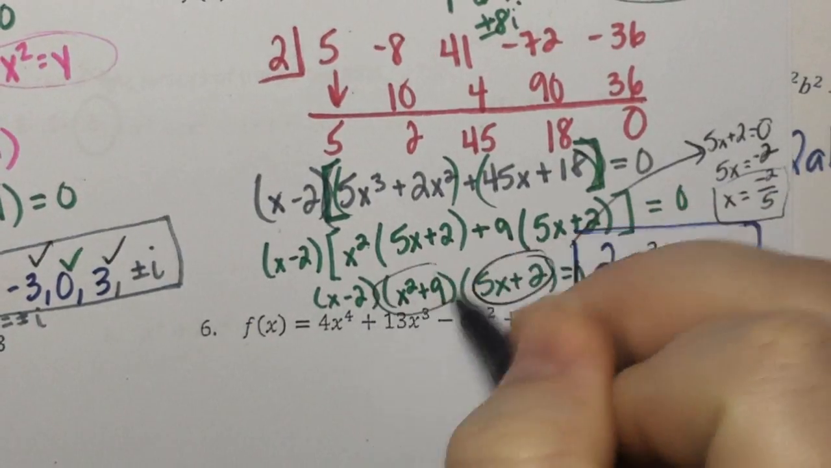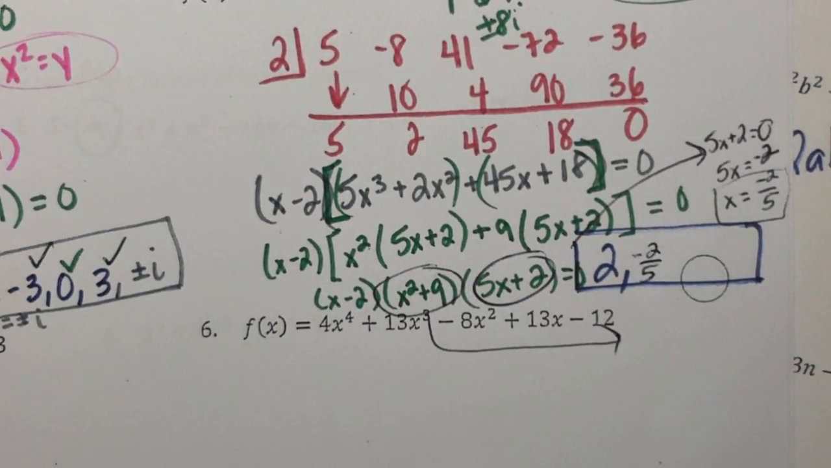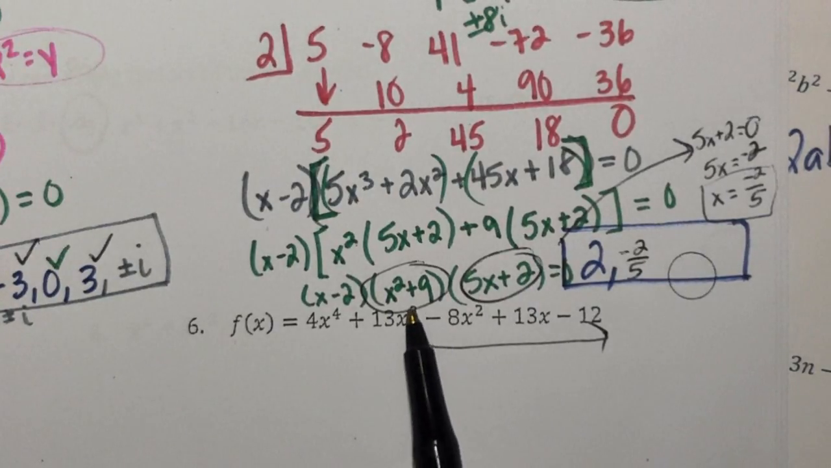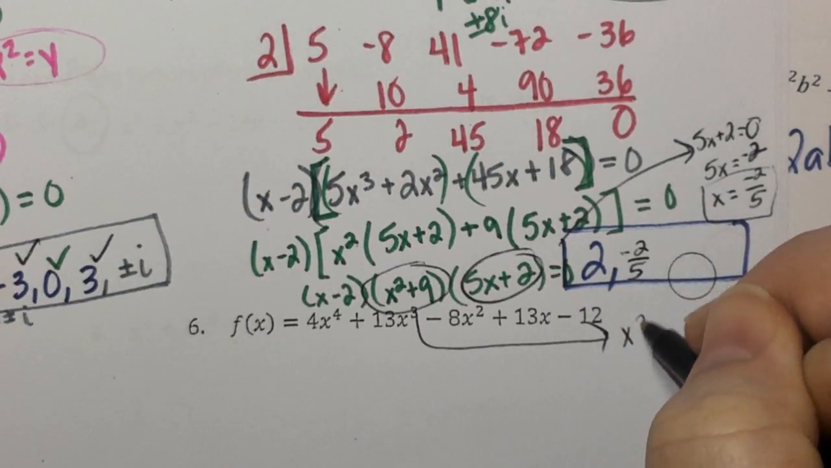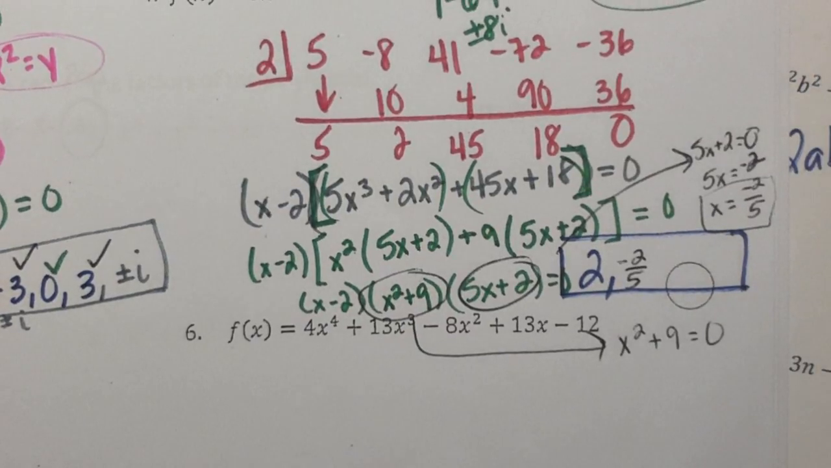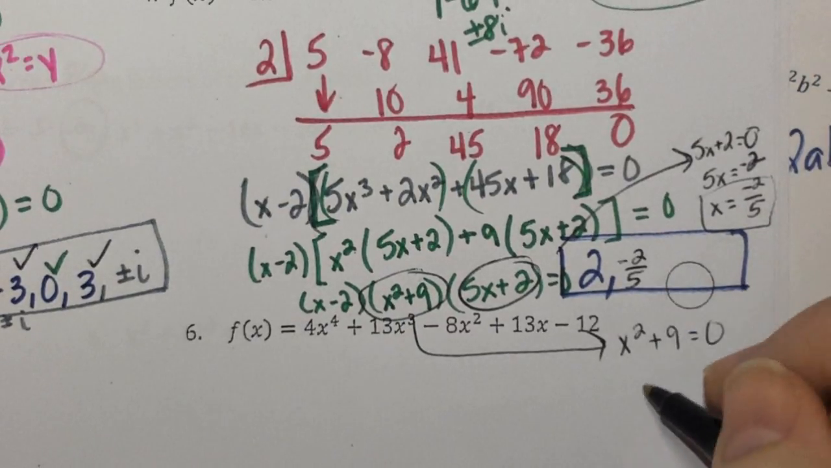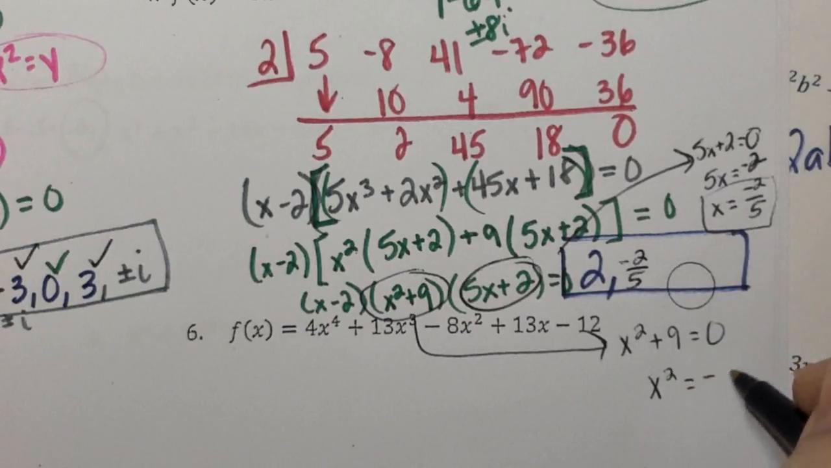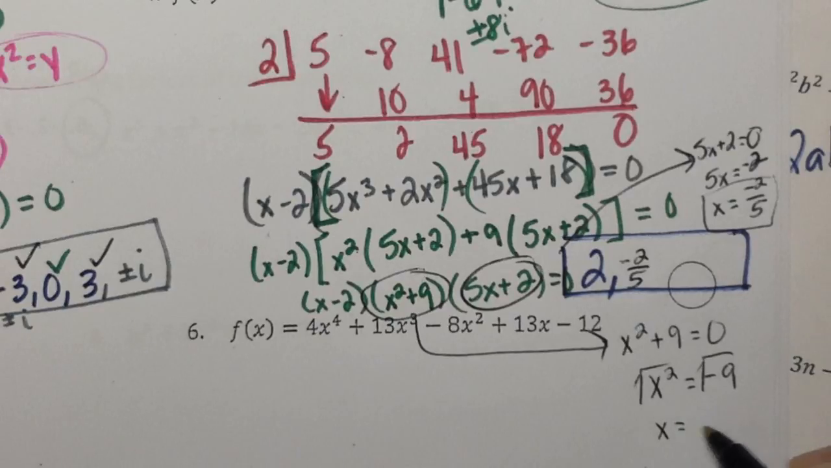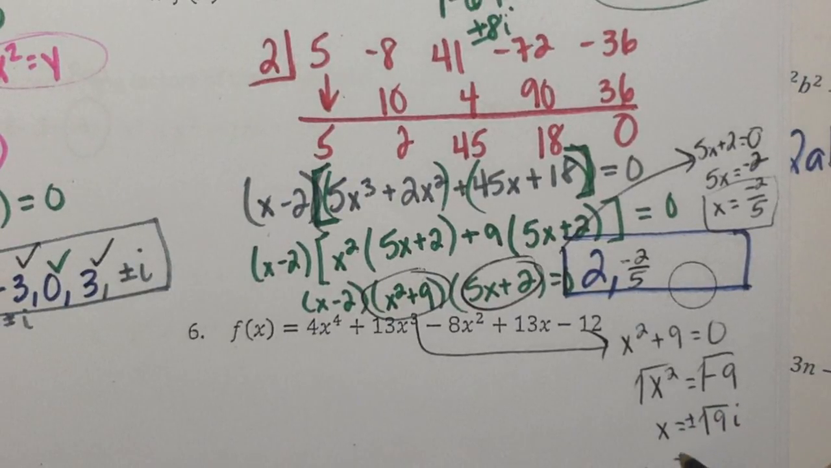What about this x squared plus 9 though? What am I going to do about him? Because I'm needing 2 more answers, and how am I getting 2 answers out of this? Yes, it's going to be plus or minus 3i. So I've got x squared equals negative 9. I take the square root of both sides. So I've got x equals plus or minus square root of negative 9. Hey, I know the square root of 9 is 3, so I've got x equals plus or minus 3i.